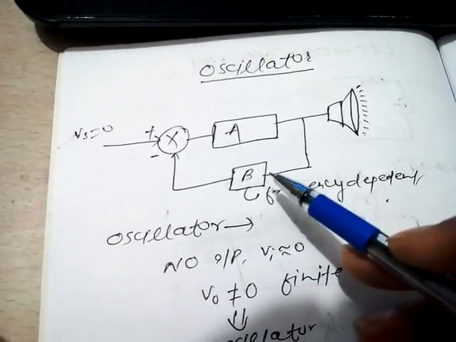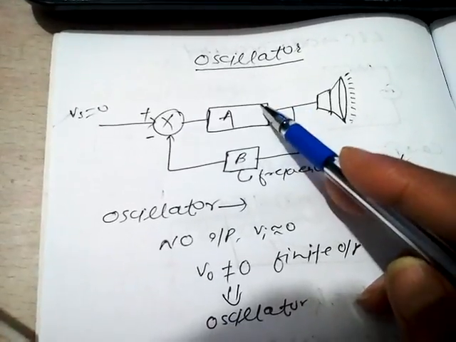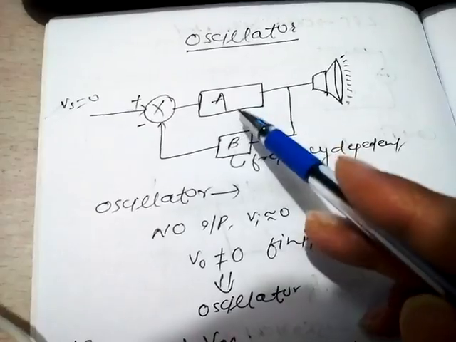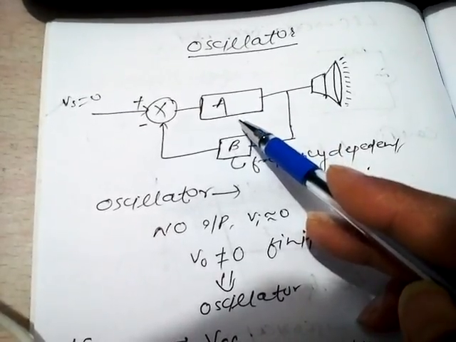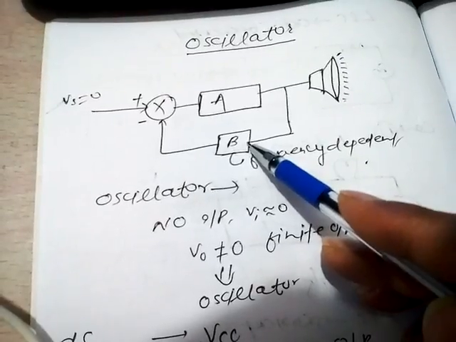Hello friends, today's topic is the oscillator. Here we are talking about the oscillator. Here you see a pictorial diagram of an oscillator. This is the amplifier, this is a speaker, and this is the feedback network.